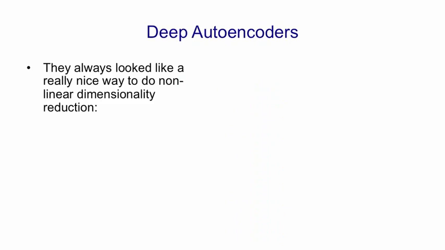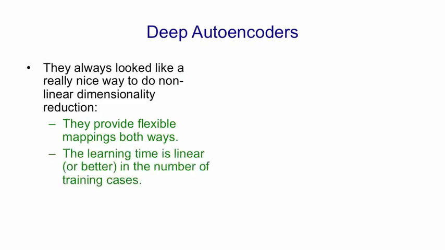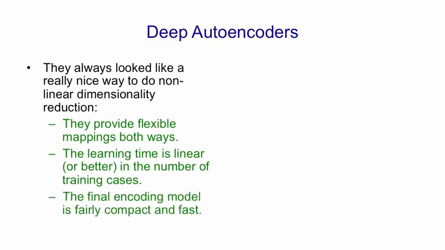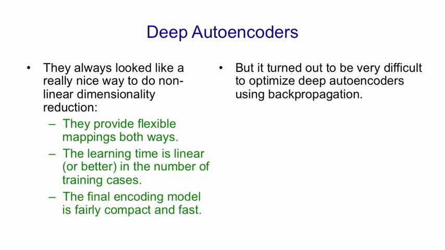Deep autoencoders always seemed like a really nice way to do dimensionality reduction, because it seemed like they should work much better than principal components analysis. They provide flexible mappings in both directions, and the mappings can be non-linear. Their learning time should be linear or better in the number of training cases, and after they've been learned, the encoding part of the network is fairly fast because it's just a matrix multiply for each layer.